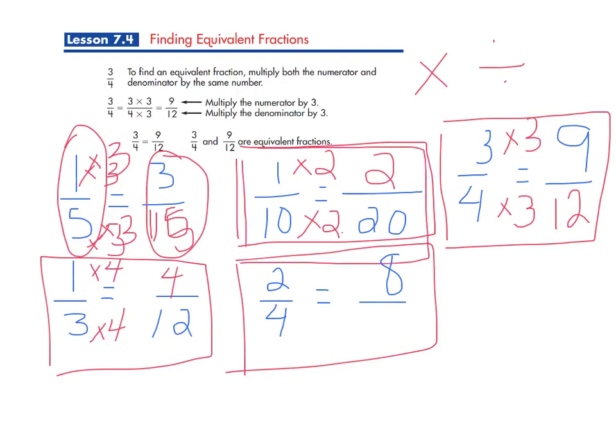And the last one that you had to do, 2/4 is equivalent to 8 what? 2 times what is going to be 8? Well, 2 times 4 is going to be 8. So we're going to have to multiply by 4 on the bottom. 4 times 4 is 16. So 2/4 is equivalent to 8/16.